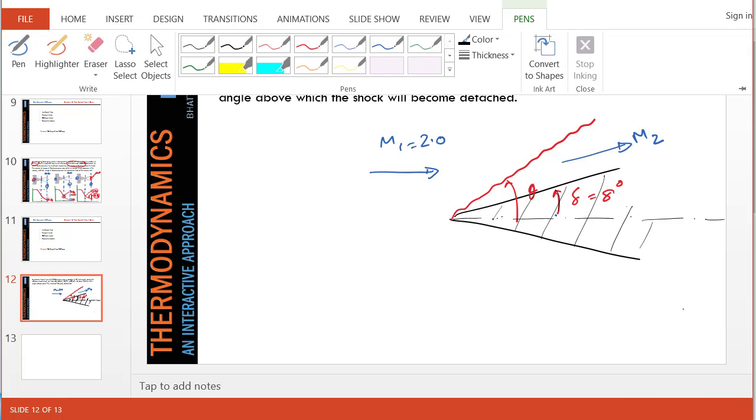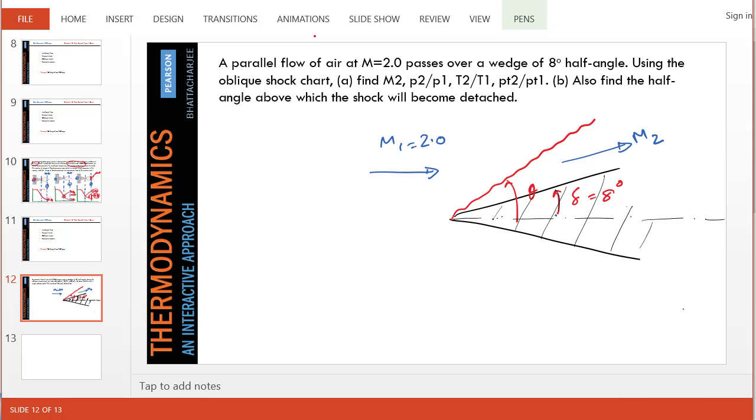Hello and welcome. In this problem, a wedge with a given half angle is standing in the way of a supersonic flow. To negotiate the wedge, an oblique shock is created, shown here. And this is called theta, the angle the oblique shock makes with the axis of symmetry.